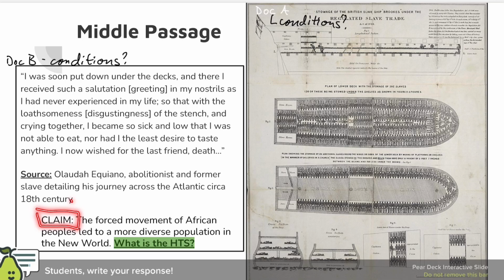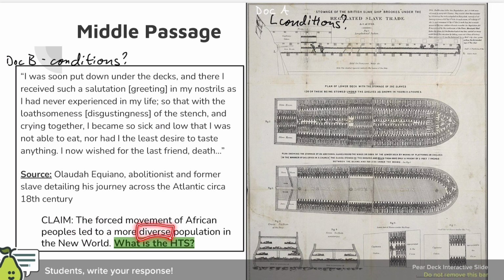Okay, now looking into this claim, this topic sentence, if we make the claim that the diaspora led to a more diverse population in the New World, first we have to identify the historical thinking skill. So again, like in the last slide, tell me in the chat or verbally, what is the historical thinking skill that we're being asked to analyze in this topic sentence? Good, causation. Again, just like the last slide, the words led to tell us that.